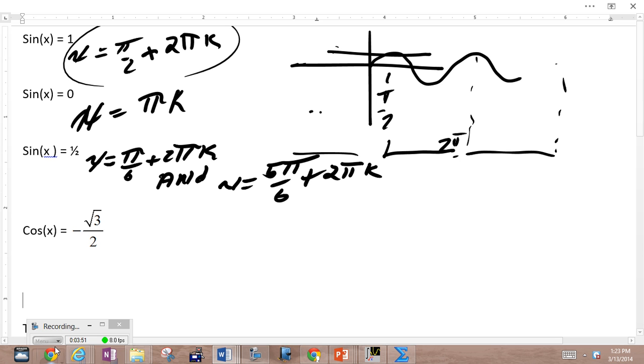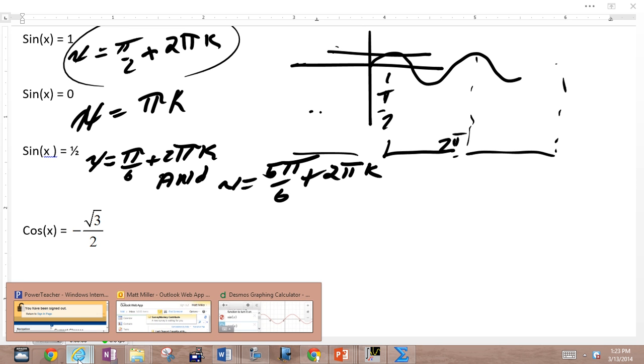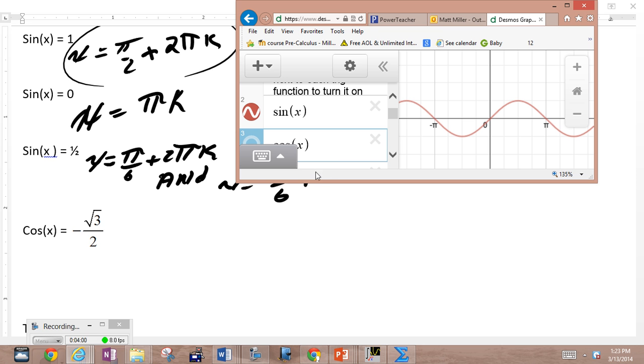Now let's talk about our cosine graph. Where does the cosine assume the value of negative root 3 over 2? So let's pull up our cosine graph. Here's our cosine graph. We'll take away our sine graph. So here's the cosine going negative.